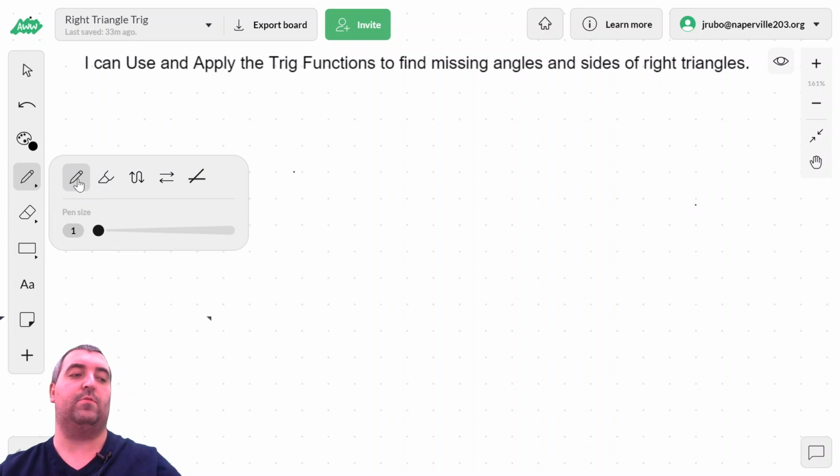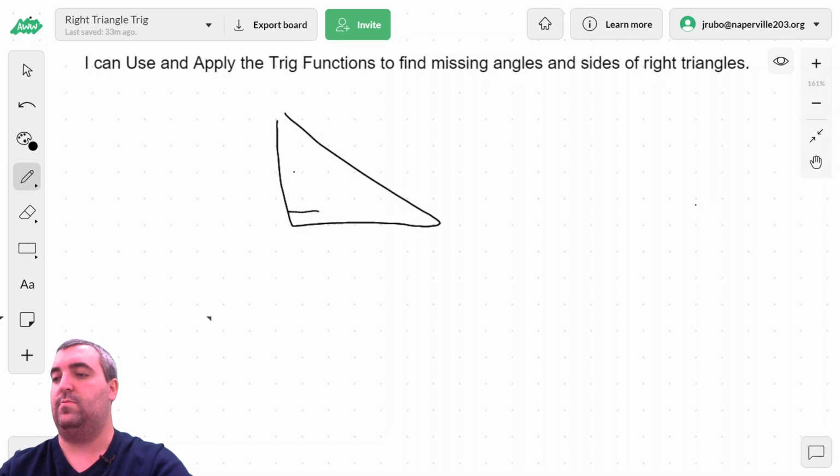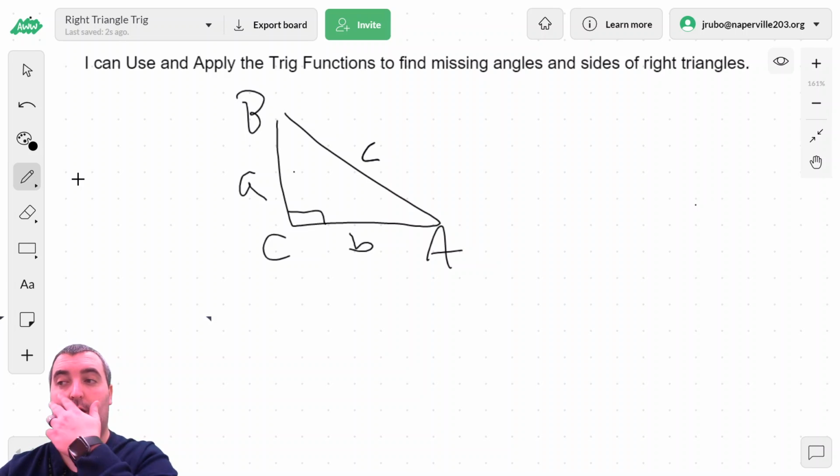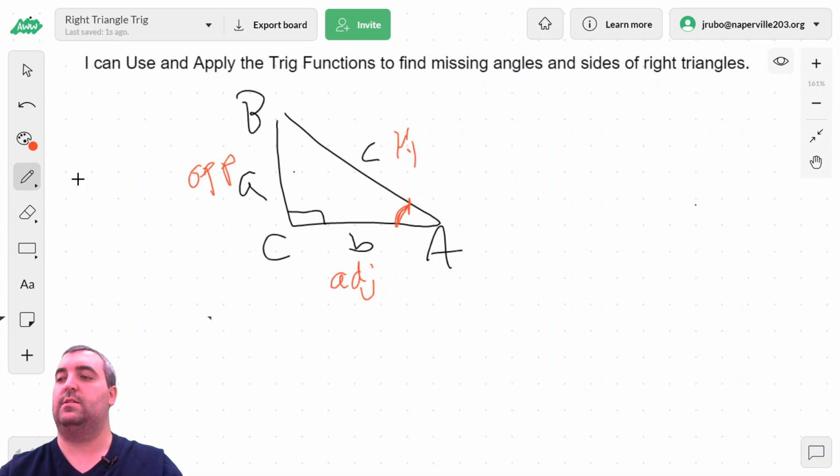First thing with the review is just remembering how triangles are named. So we have a right triangle here. The capital letters are your angles. The lowercase letters across from each angle is just the typical way of naming them. If we're looking at angle A, this side would be its opposite, this side would be its adjacent, and then this side would be its hypotenuse.